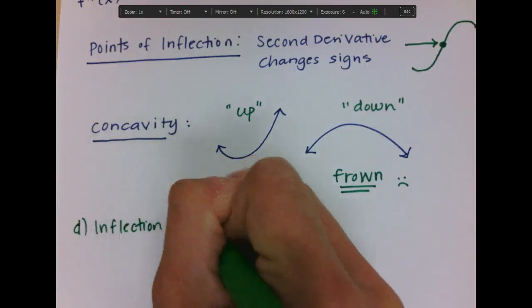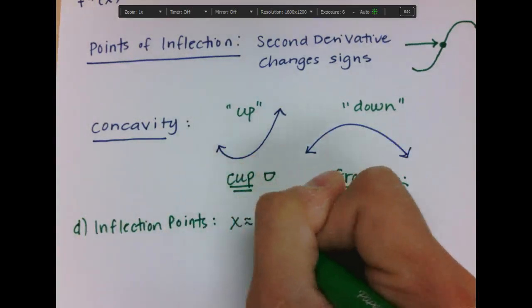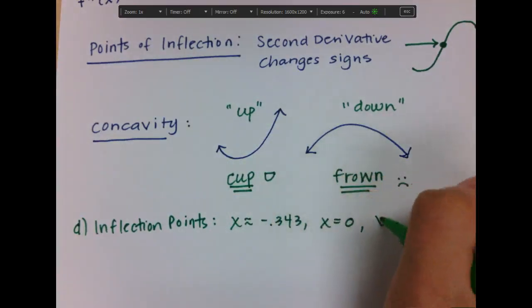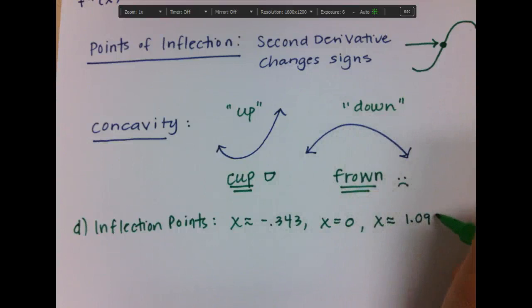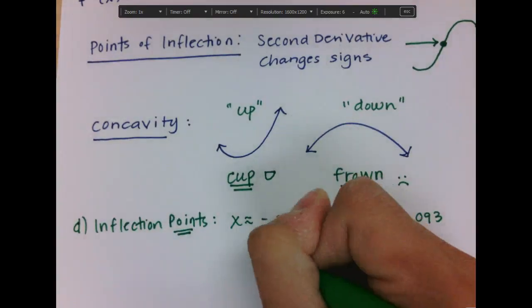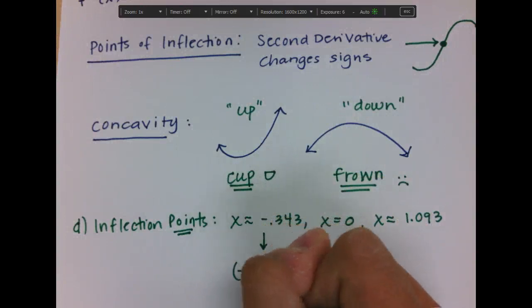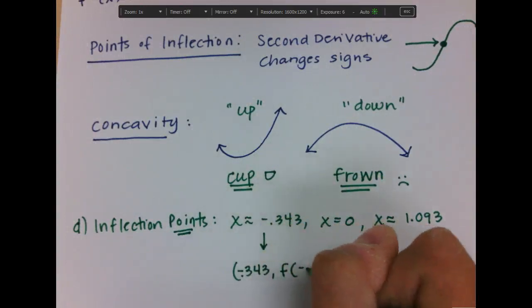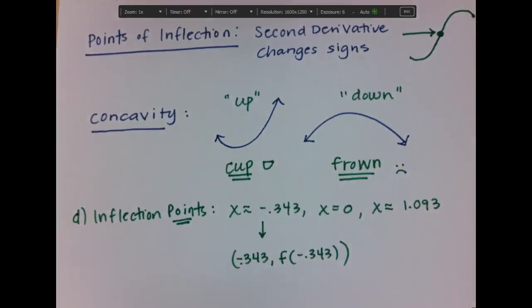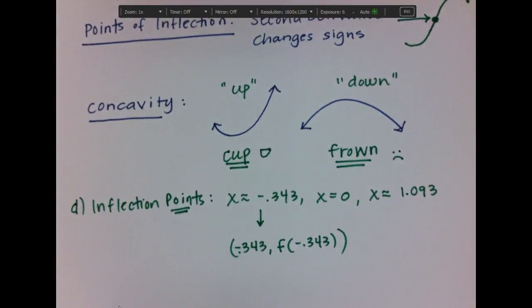Inflection points occur at x is approximately equal to negative 0.343, x equals 0, and x is approximately equal to 1.093. Now, technically, with an inflection point, the point part indicates that we would want a y value. So if I wanted to know what the y value was that corresponded to this, I would go back and plug it into my original f function in order to get that y value. But typically just the x value is all that you would need in order to describe an inflection point.